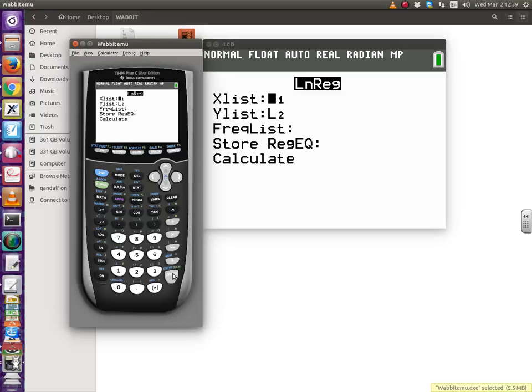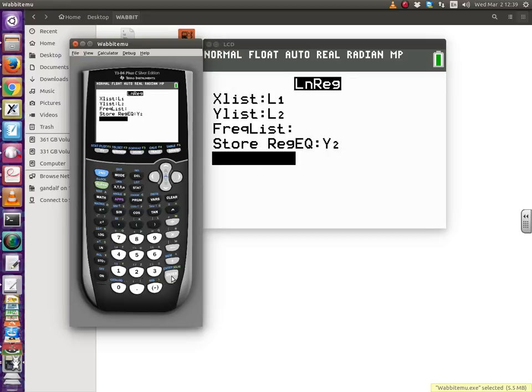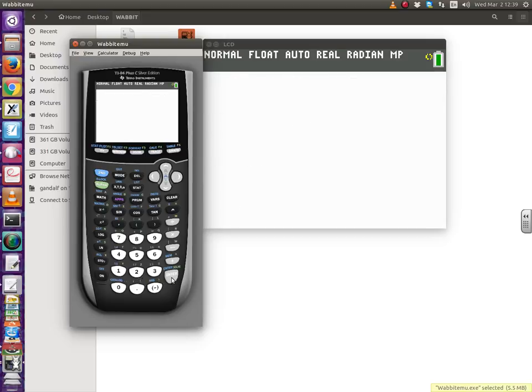There you go. So we're doing L1, L2 again. And if you type y1 here, it's going to write over what you have in y1. If you want to do that, that's fine. But I'm not going to type over y1. So how about vars, y vars, function 2, enter, enter. And now what do you write?